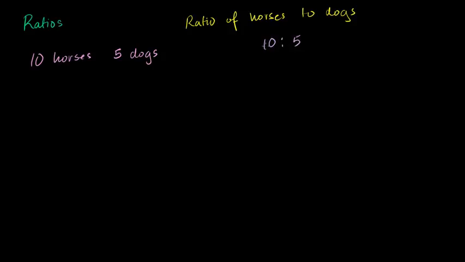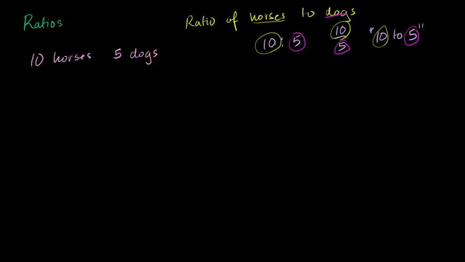Or I could also write that as a fraction. I could say the ratio of horses to dogs is 10 to 5. Or I could just write it out. I could say it is 10 to 5. These all are saying the same thing. And the thing I write first, or the thing that I write on top, is the number of horses. That's the number of horses, and that's the number of horses. If I want to talk about the number of dogs, this is the number of dogs. These are all just expressions that are comparing two quantities.